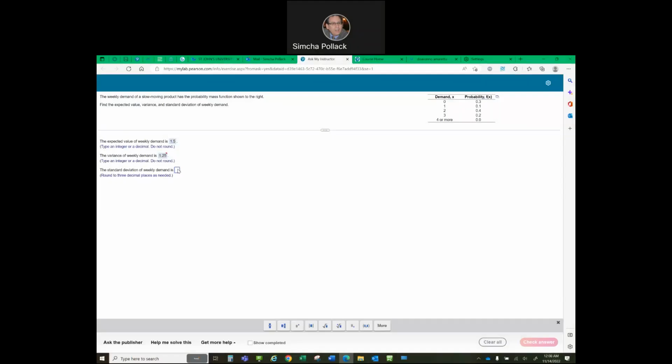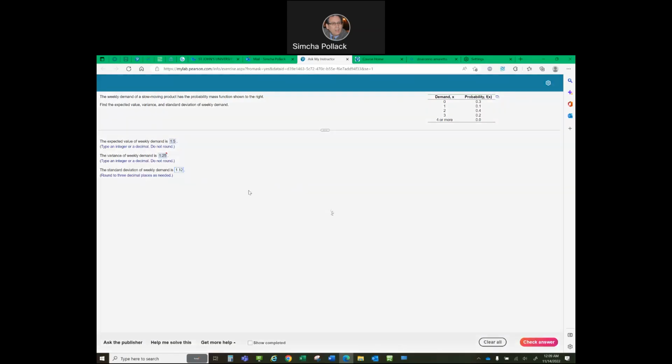It's going to be the square root of, if the answer is 1.25, I might as well do it while we're at it, the square root of 1.25. 1.25 square rooted is 1.118. So 1.11, or really 1.12. Check, and we got it right.